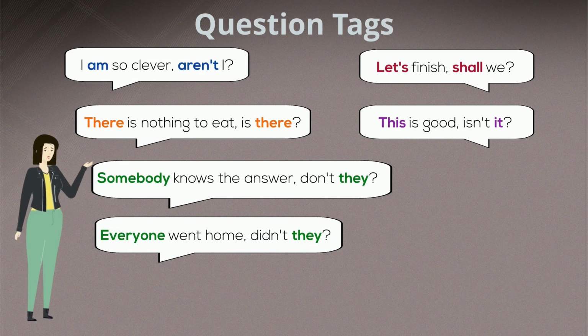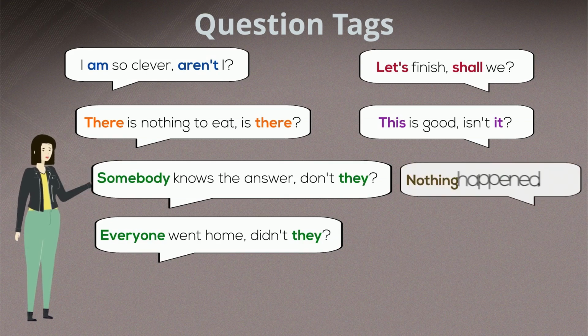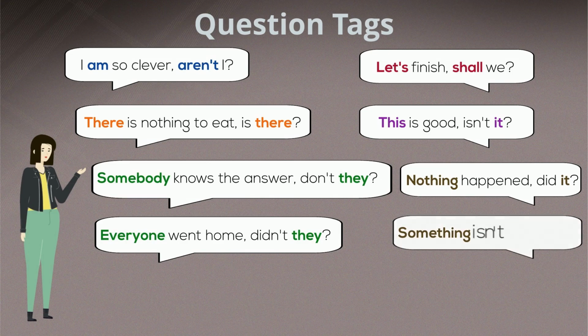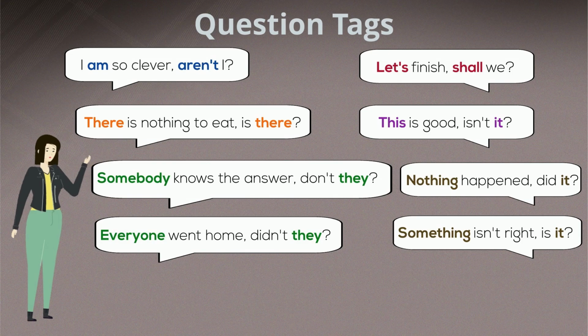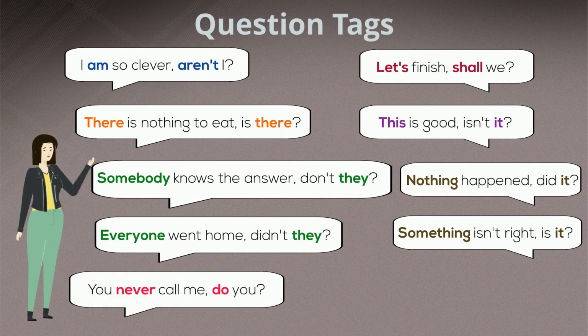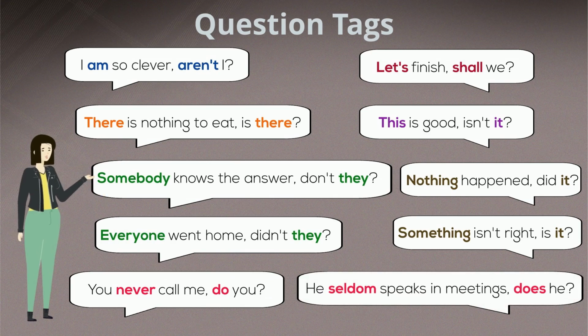And in statements beginning with "nothing" or "something," the question tag is "it," such as, "Nothing happened, did it? Something isn't right, is it?" And finally, statements containing negative words such as "never," "seldom," and "hardly," the question tag is positive. For example, "You never call me, do you? He seldom speaks in meetings, does he?"